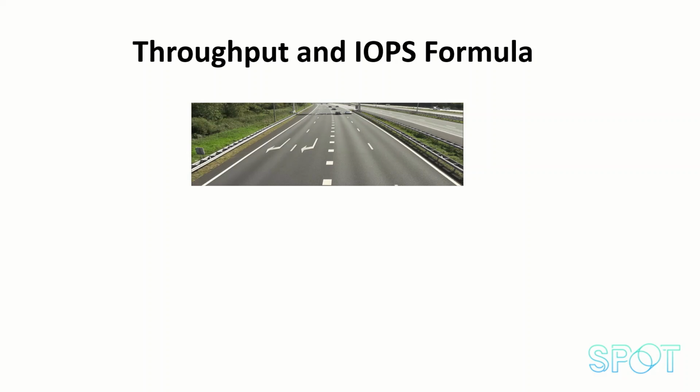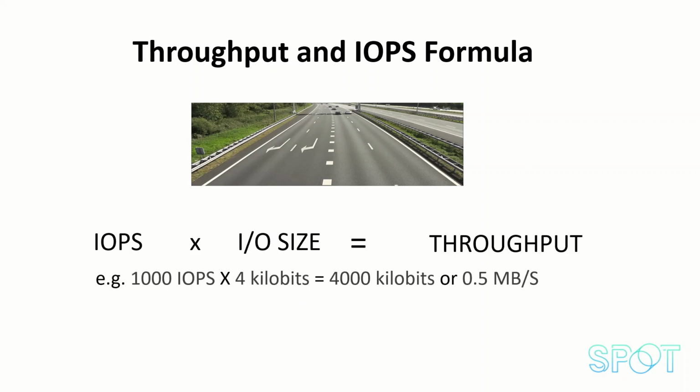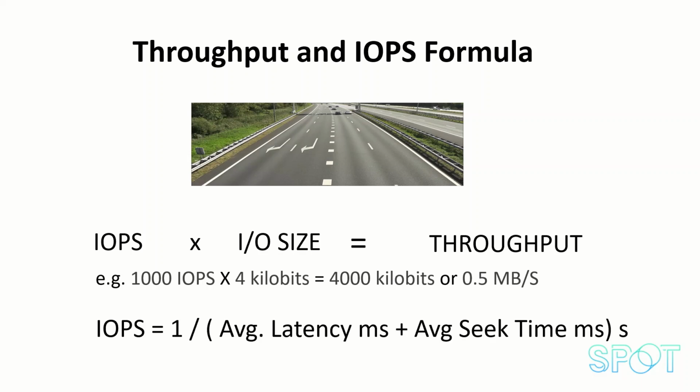So, how do you calculate the throughput? Well, it's a relatively simple formula. So, we take the amount of IOPS and we multiply this by the I/O or block size. So you can see in this example here, 1000 IOPS times 4 kilobits is equal to 4000 kilobits or 0.5 megabits per second. But how do you figure out the IOPS and calculate it? Well, it's 1 divided by the sum of the average latency and average seek time. So you can see here that the I/O size or block size is an important factor in the formula.